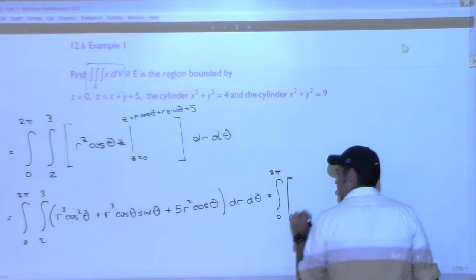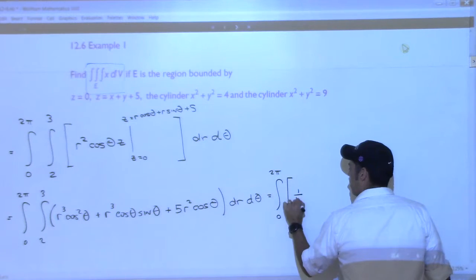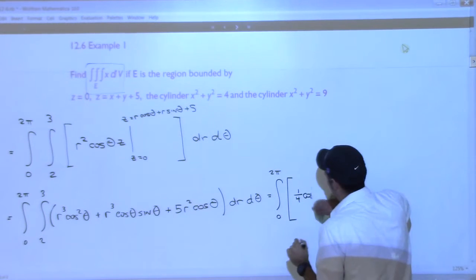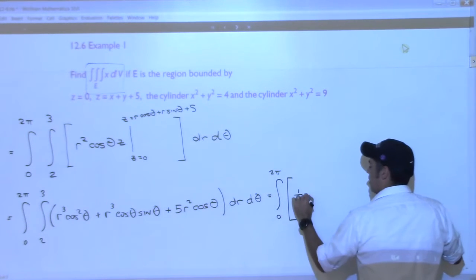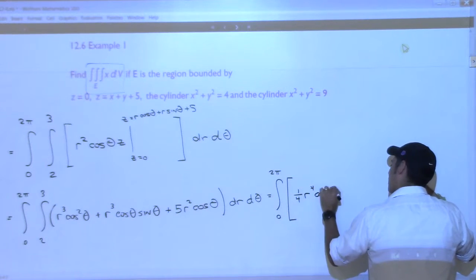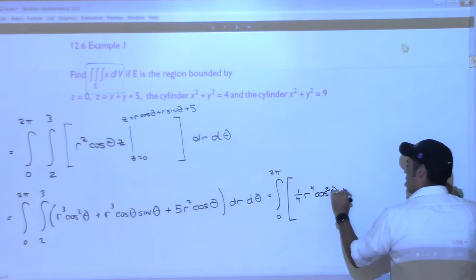Okay, here comes my antiderivative. 1/4 r to the 4th cosine squared theta.